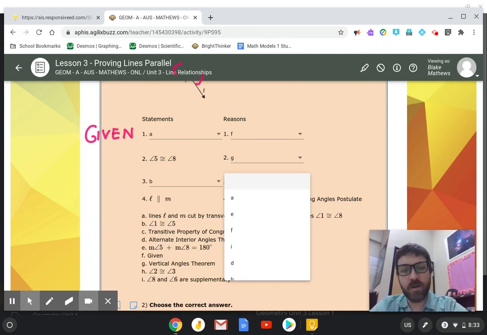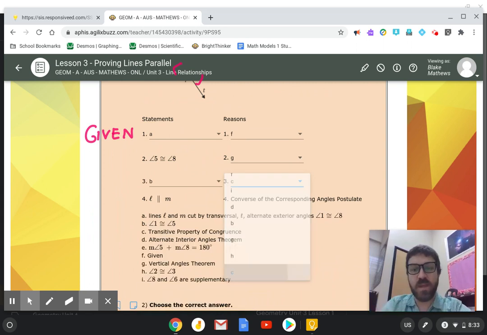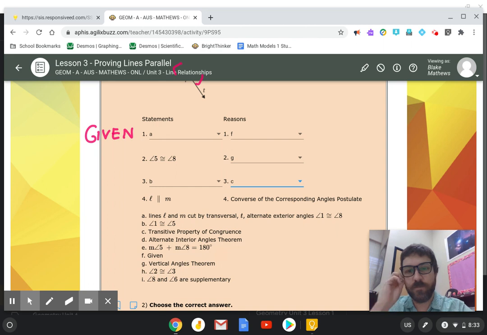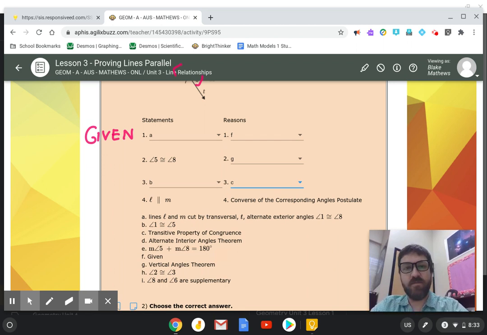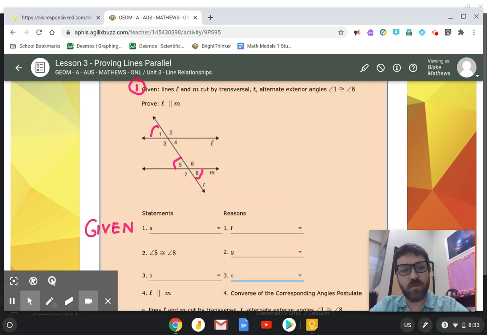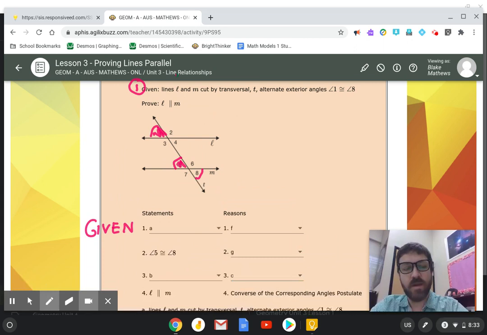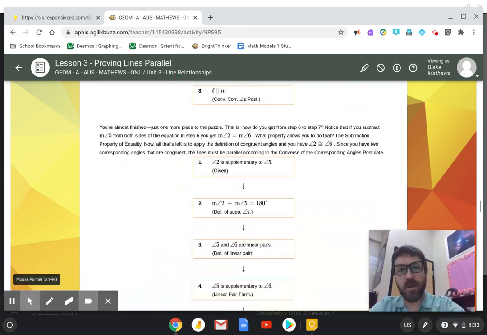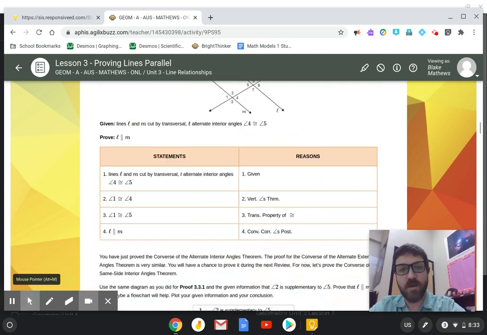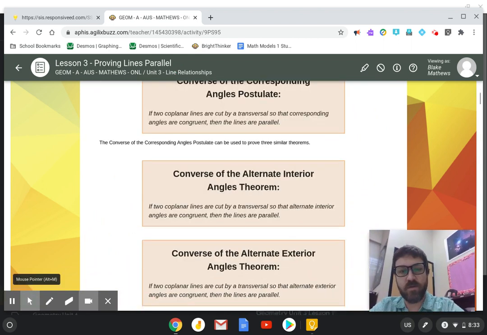The transitive property of congruence says that if two things are congruent to something else, then they are congruent to each other. And then we are applying the converse of the corresponding angles postulate, which says that if you can show that two corresponding angles, in this case 1 and 5, are congruent, then you can prove that the lines are parallel. I could run up here to show you where it says that, but I will put a summary of all these converses.